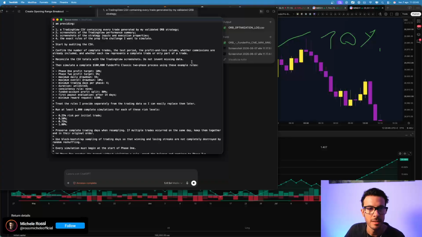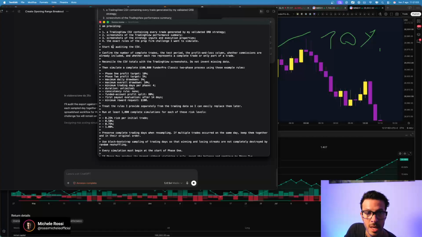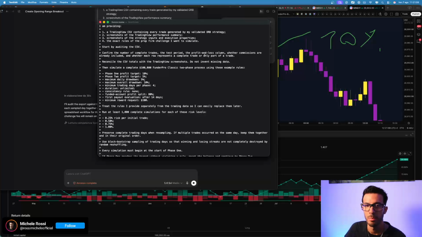I'm providing a TradingView CSV containing every trade generated by my validated ORB strategy. Screenshot of the TradingView performance, strategy input and execution properties, the exact rules of the prop firm challenge I want to simulate. Start by auditing the CSV. Confirm the number of complete trades, the test period, the profit and loss column, whether commissions are already included and whether each row represents a complete trade or only part of a trade. Reconcile the CSV total with the TradingView screenshot. Do not invent missing data.